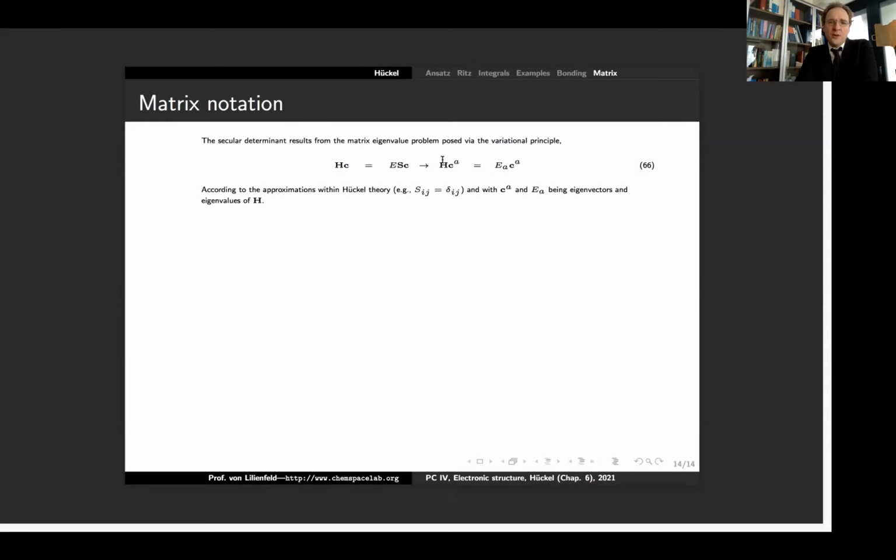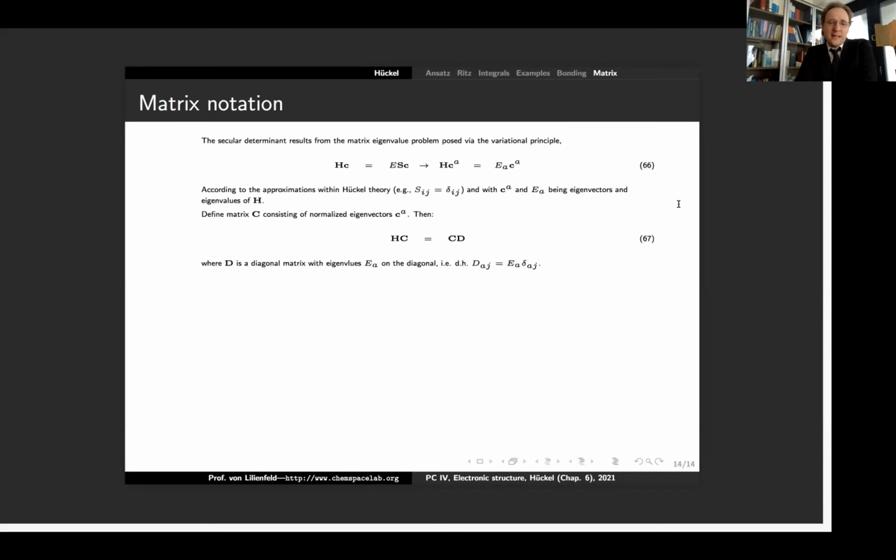Now, you can denote these coefficients and the EAs. You can view this, right? EAs being this, so S, right, vanishes. It becomes a diagonal identity matrix within Hückel theory, right? And then you basically have the expression for something like Schrödinger's equation in matrix notation, right? So the C are now simply your eigenvectors and eigenvalues of H.